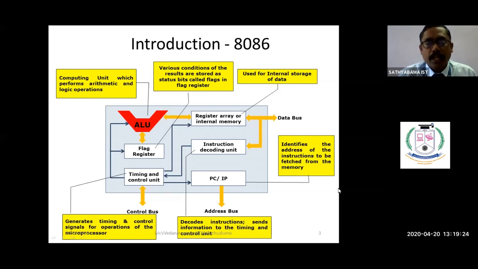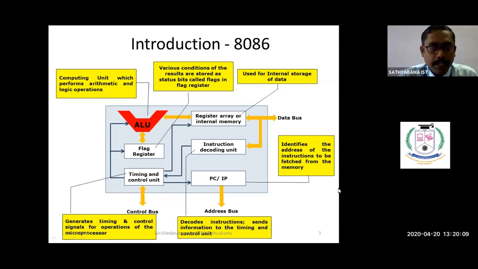If you see the whole architecture of the 8086 processor, it is divided or grouped into two parts. One is the bus interface unit, another one is the execution unit. The execution unit takes care of all the execution of instructions and related jobs. The bus interface unit takes care of fetching data through the buses, the data bus or address bus, to and fro from the memories to the processor. So the bus interface unit takes care of all those related operations.